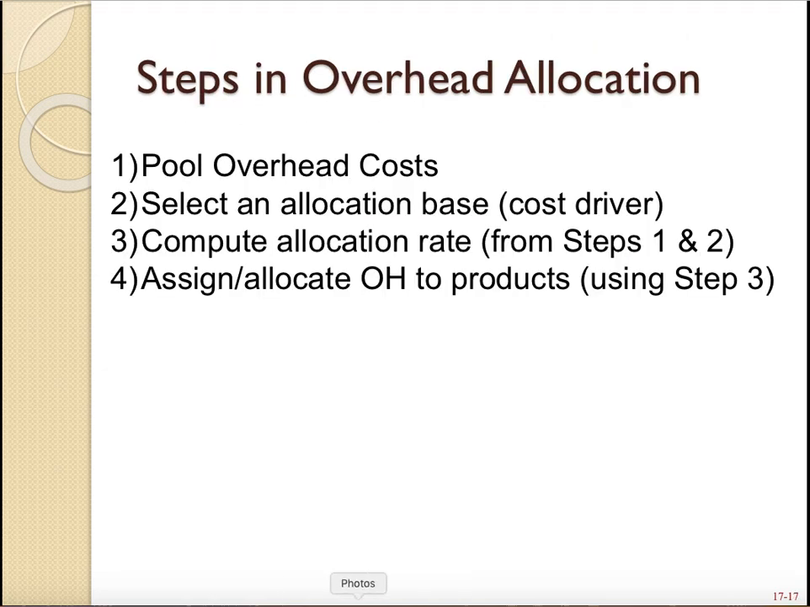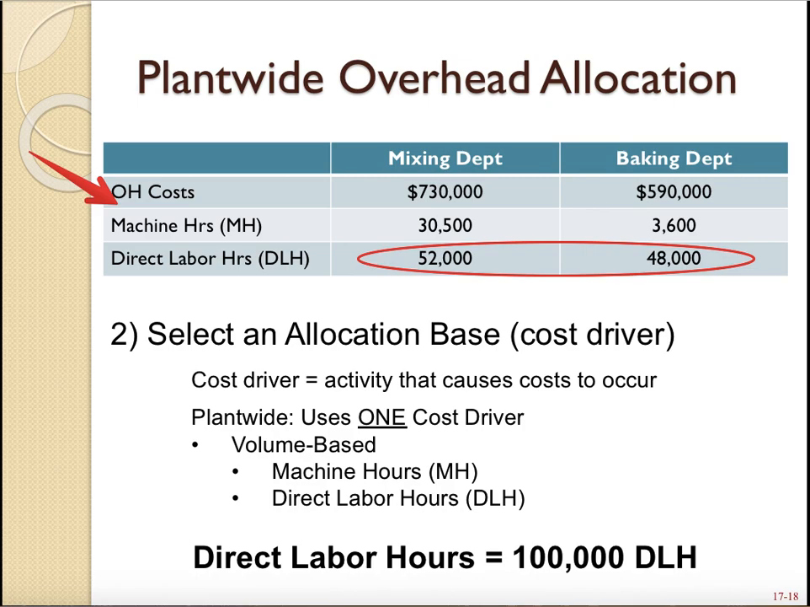So where we left off on the last video, we had discussed the 4 steps in the overhead allocation process, and we got through step 1. So now we're moving on to step 2, which is selecting an allocation base or cost driver. Now we've actually heard this term cost driver before. We learned it in chapter 15. And a cost driver is an activity that causes costs to occur.